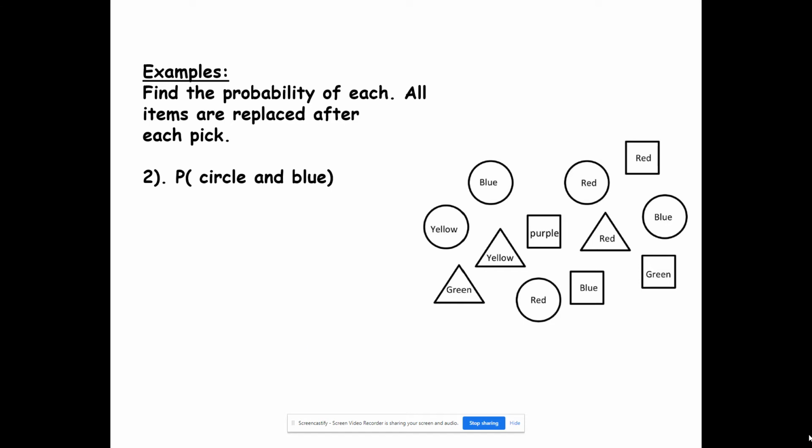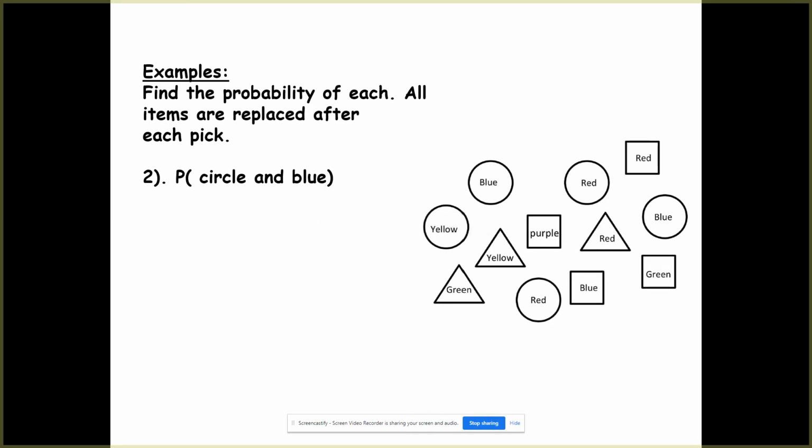Next problem. Probability of getting a circle and a blue. All right, so again, these are independent events. And since you are replacing it, I forgot to mention earlier, you're putting it back. So basically the first event does not affect the second one. So let's figure out the probability of getting a circle. Well, what's the desired outcomes of circle? We got 1 circle, 2 circle, 3 circle, 4 circle, 5 circles. So the desired outcomes are 5. Out of how many? Well, it's out of 12.